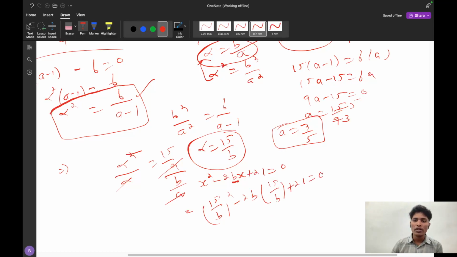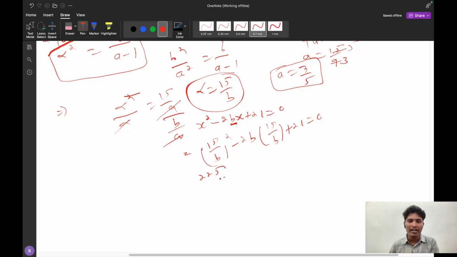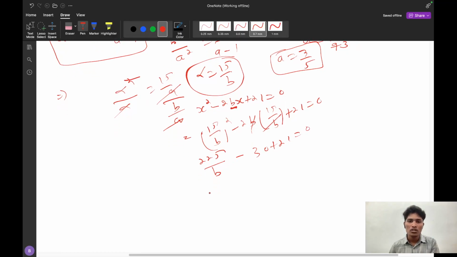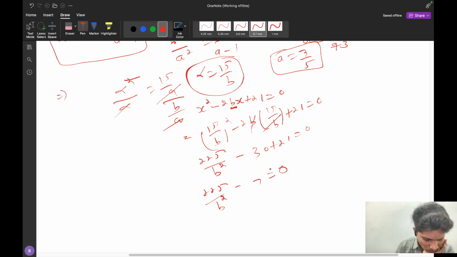Plus 21 is equal to 0. Yes, 225 divided by b, minus bb is cancelled, minus 30 plus 21 is equal to 0. So 225 minus 7 is equal to 0. One second guys, it is 225 divided by b square, sorry, it is b square, and here it is not 7. Calculation error guys, it is not 7, it is 9.